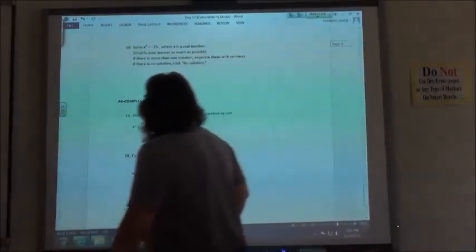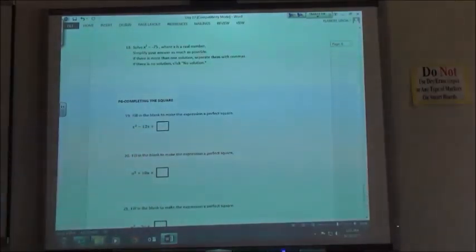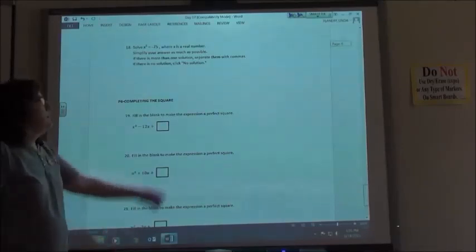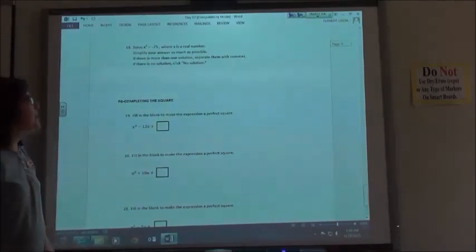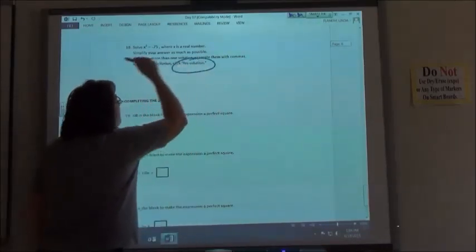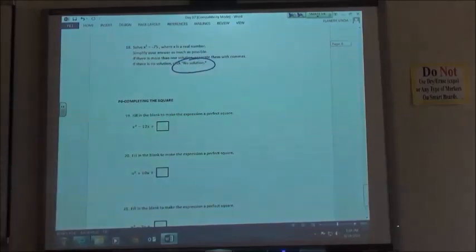And on number 18, if we have x squared equals negative 75, where x is a real number, my answer is going to be no solution. If I did the square root of negative 75, I'd get an imaginary number, not a real number. So we know right away we can just say no solution.